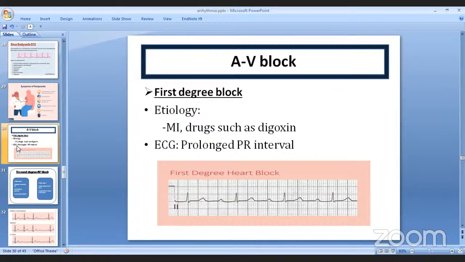First degree can be caused by MI, liver disease, and a drug such as digoxin. And ECG is the key question. ECG is very important in distinguishing all these three blocks. In first degree AV block, the ECG shows a regularly prolonged PR interval. The PR interval is prolonged here, and the PR interval is prolonged here too, right? So in the same regular rhythm, when the PR interval is prolonged, that we call first degree block, right?